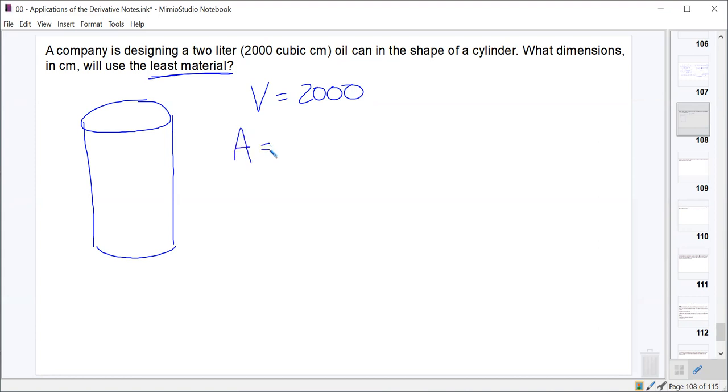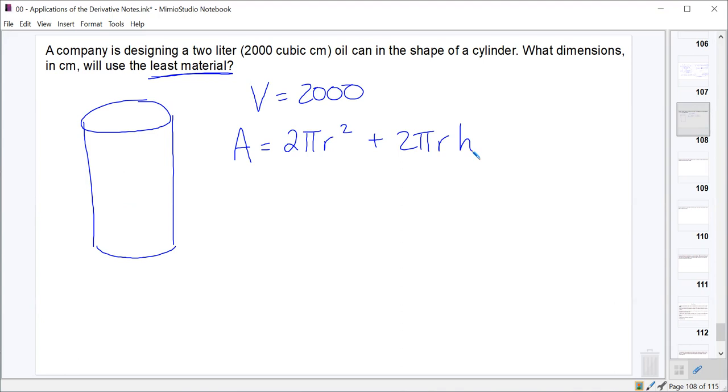We know that A would be the area of the circle on the top plus the area of the circle on the bottom. To start with, that'll be 2 pi times r squared, right? Pi r squared for each, the top and the bottom. And then our lateral surface area, right? The part going around all of this right here. That lateral surface area is the circumference times the height. And the circumference of this is 2 pi r. And the height is just going to be called h.